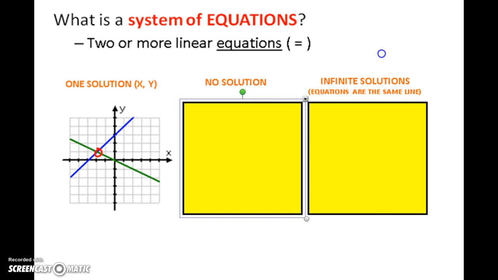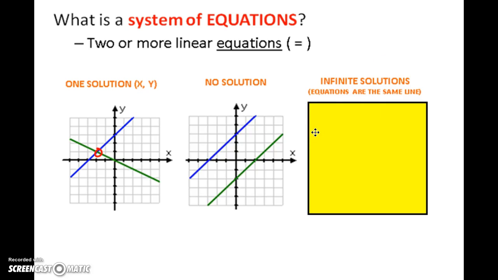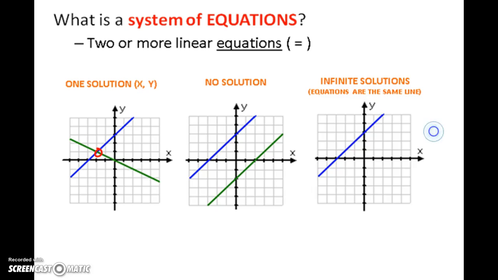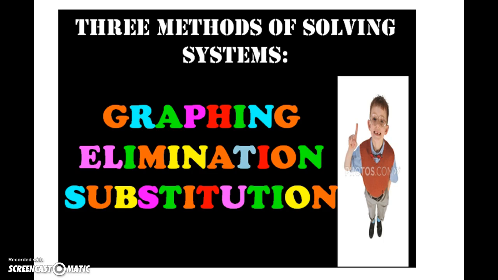And then the second type is no solution. So if we graph those linear equations, we see something like this, where we have parallel lines. There is no point of intersection, so there is no solution. And lastly, we could have infinite solutions, meaning that those equations are just the same line. Okay, so these are three types of solutions for systems of equations. So when we are solving these, we can of course graph, like we saw previously. We can also use elimination or substitution to find the solution to a system.